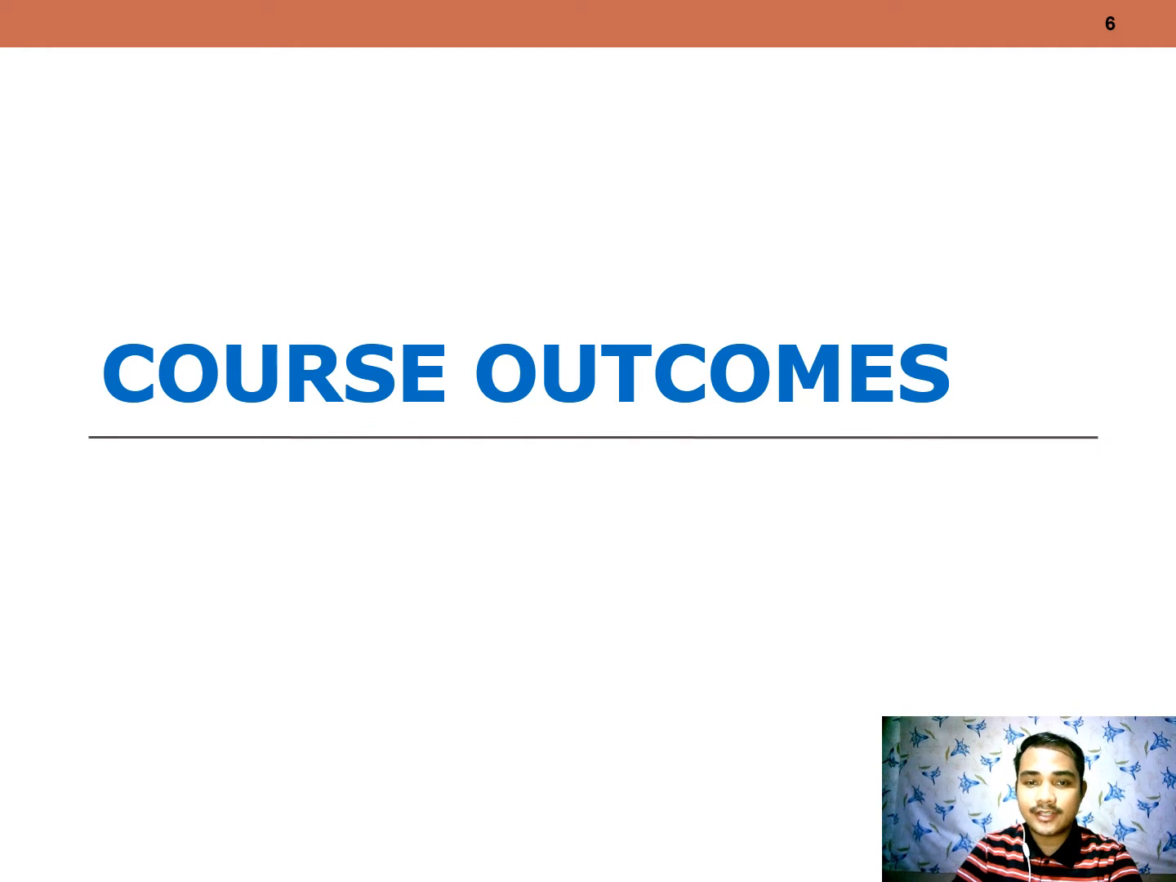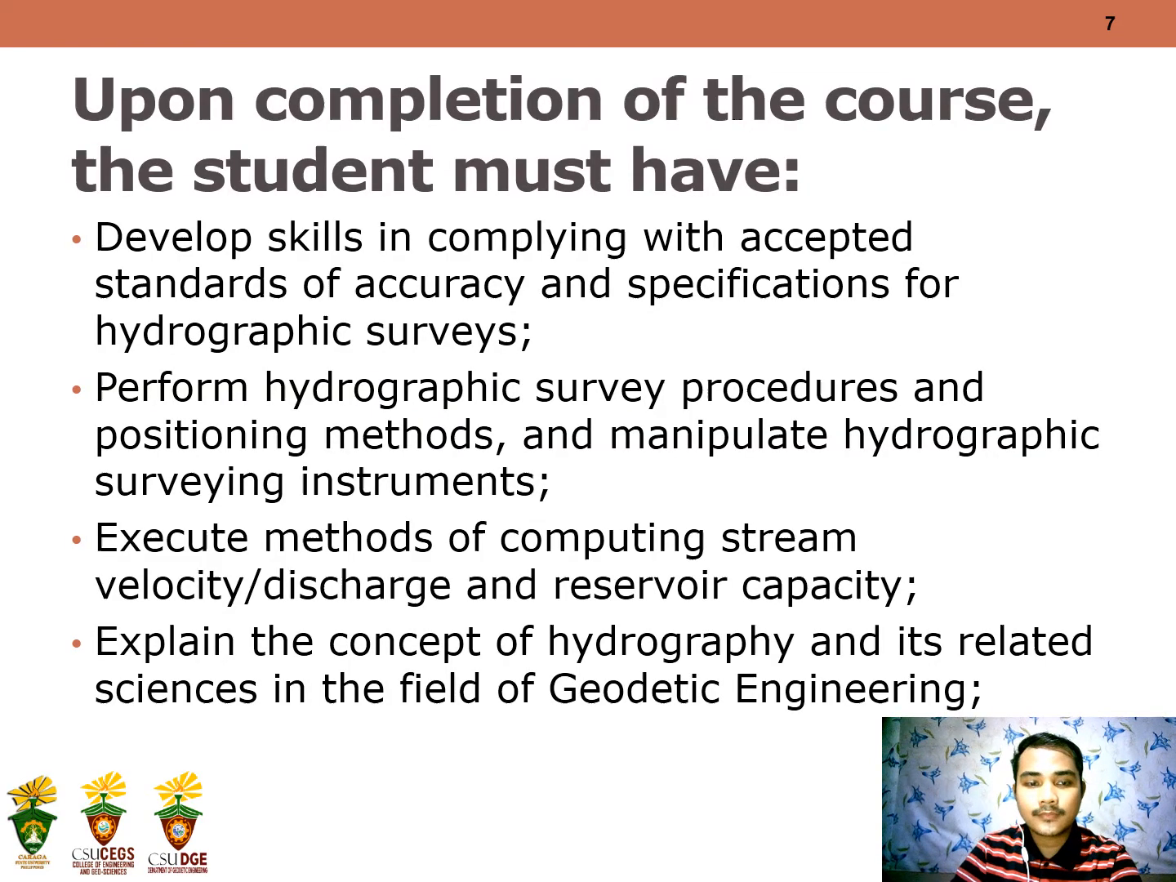Next are the course outcomes. This will be the expected output from you after the completion of this course. First is to develop skills in complying with accepted standards of accuracy and specification for hydrographic surveys. Next is to perform hydrographic survey procedures and positioning methods, and manipulate hydrographic surveying equipment or instruments.